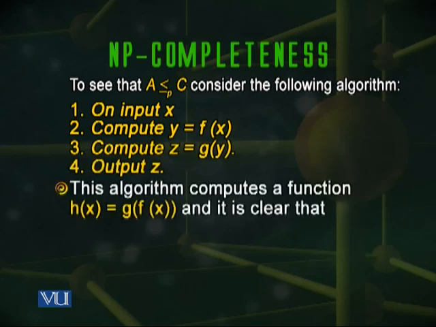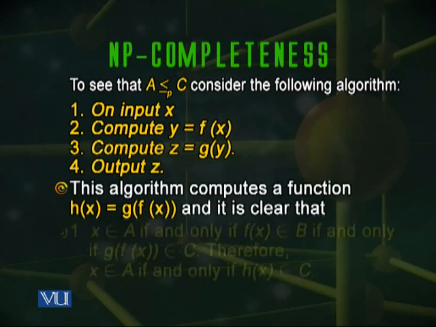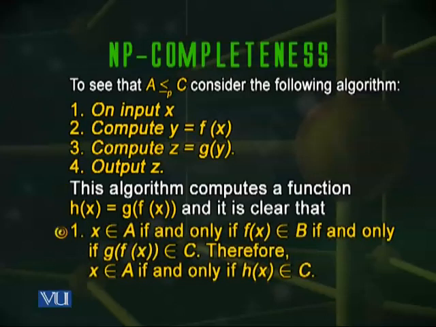This algorithm computes a function h, which is the composition of f and g, and it is clear that x is in A if and only if f of x is in B, if and only if g of f of x is in C. Therefore, x is in A if and only if h of x is in C. Remember, h of x is g of f of x.